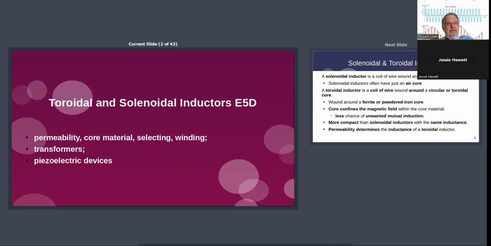So we're going to talk about inductors and all this good stuff about them, permeability and core material, and then do piezoelectric devices.